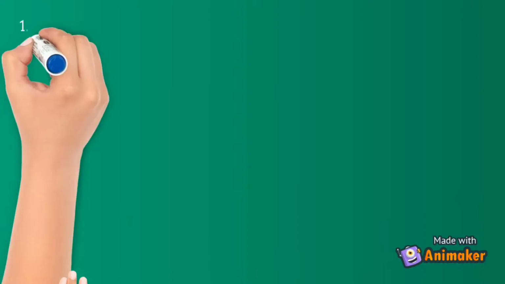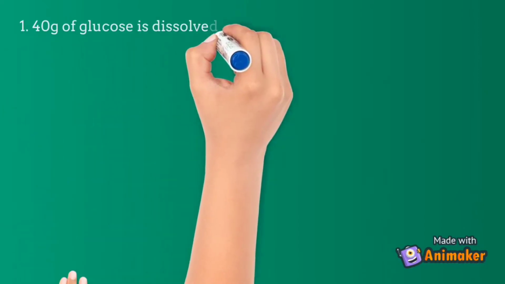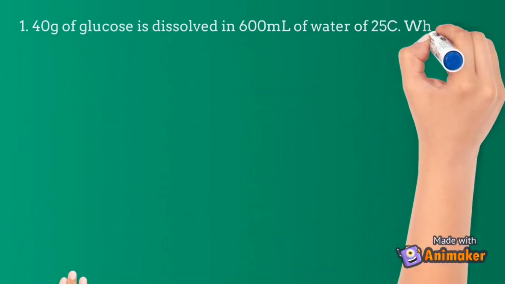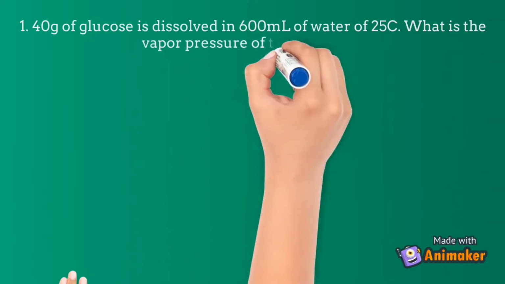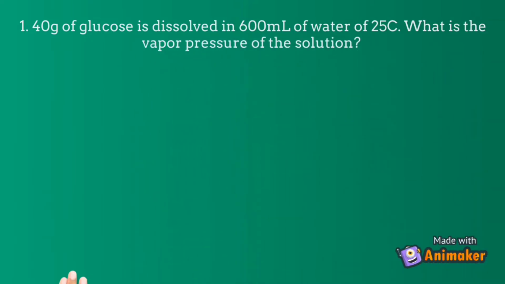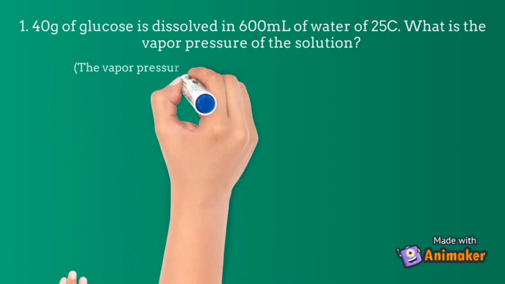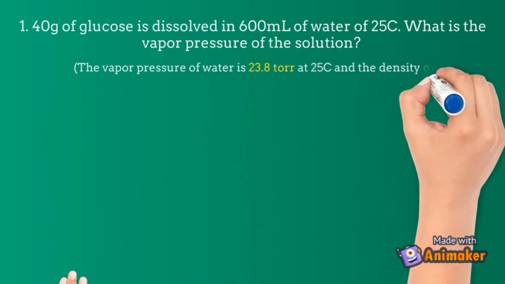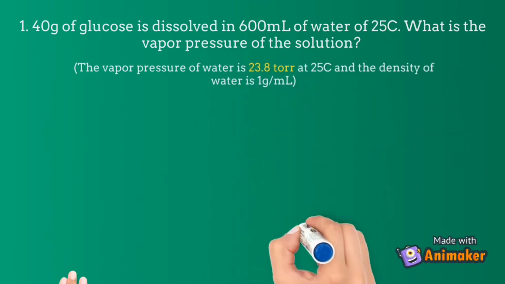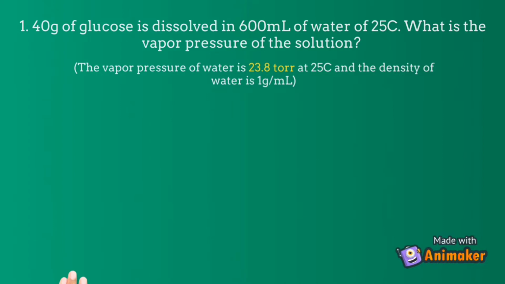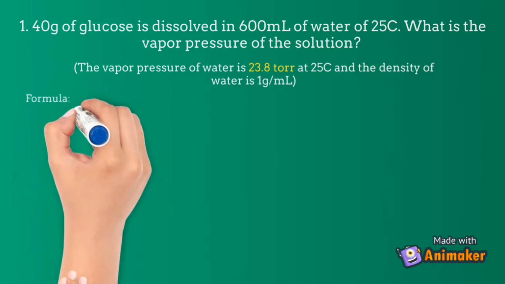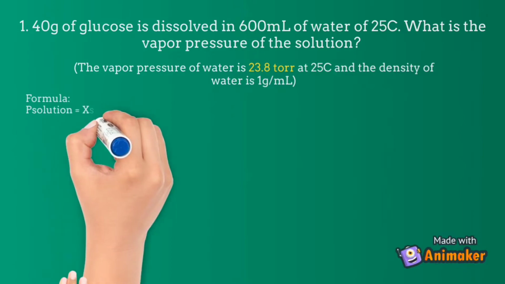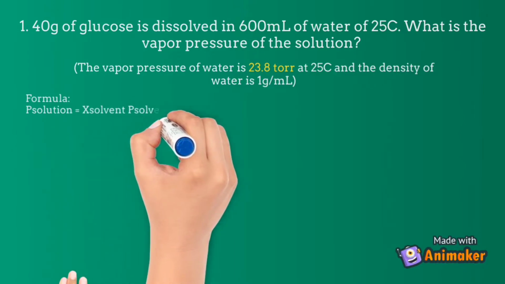Moving on sa ating practice problem number 1 says there 40 grams of glucose is dissolved in 600 ml of water at 25 Celsius. What is the vapor pressure of the solution? Sabi pa dito, the vapor pressure of water is 23.8 torr at 25 Celsius, and the density of water is 1 gram per milliliter.